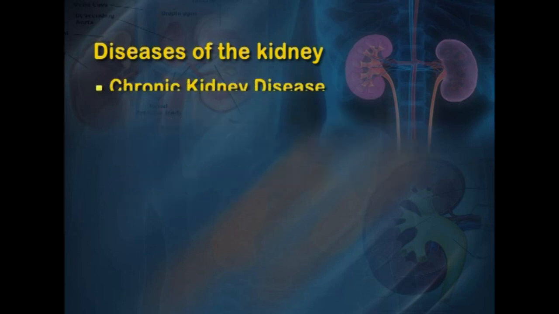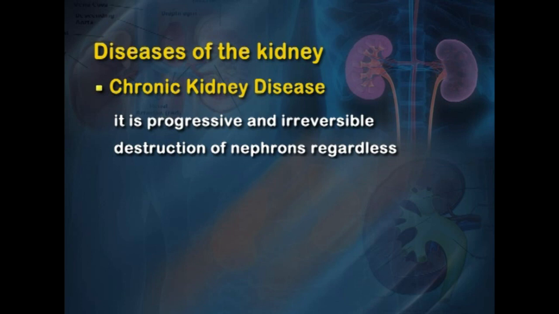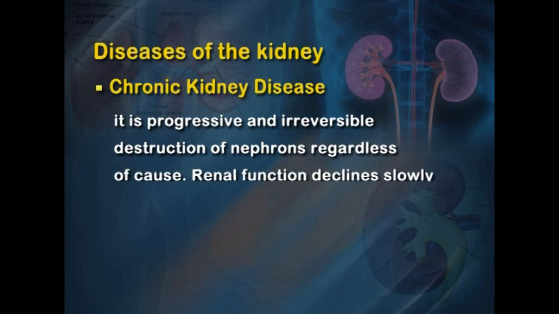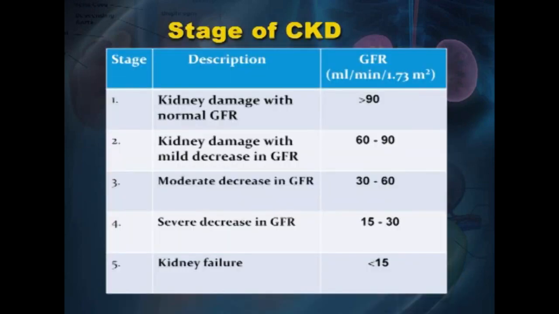The last category is chronic kidney disease, very often abbreviated as CKD. It is a progressive and irreversible destruction of the nephrons. The cause can be anything. Renal function declines slowly over a period of time, and it is the GFR, or glomerular filtration rate, which determines the degree of renal function. If we look at how GFR determines the damage to the kidney, in stage 1 the kidney damage is minimal and the GFR is more than 90 ml per minute.